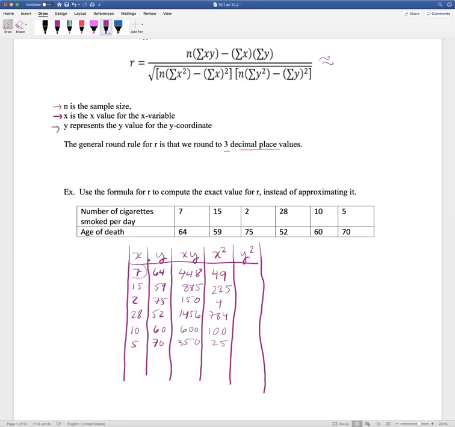So 64 squared, that's 4,096. Some of these numbers can get pretty big because if you have big numbers to begin with and you're squaring them, they're going to make them pretty big, but that's okay. Don't be scared.